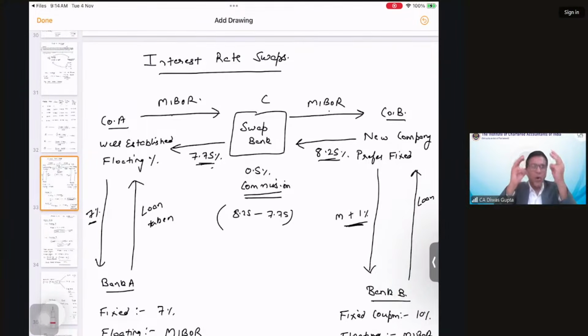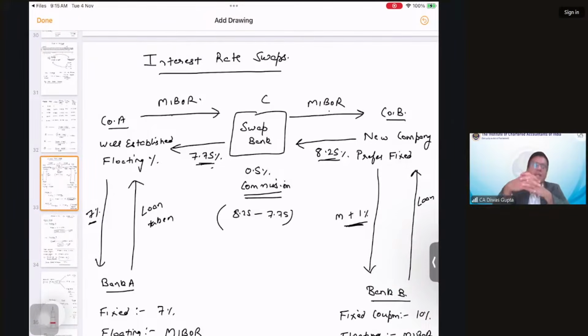As I said, all these three or four methods that we have discussed are very similar to the forwards, futures and options concepts in derivatives. Now this is a new topic on swaps. Interest rate swap means that we are swapping the interest rate obligations on certain terms and conditions. Now let's take an example.